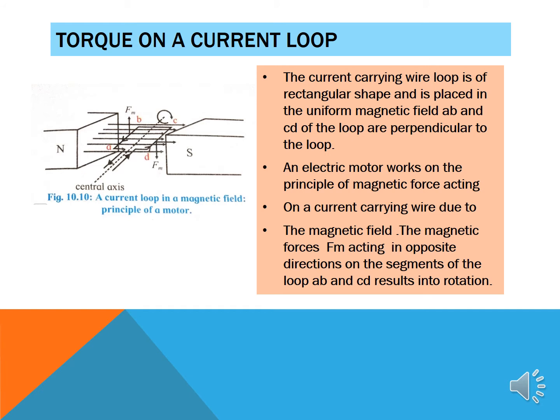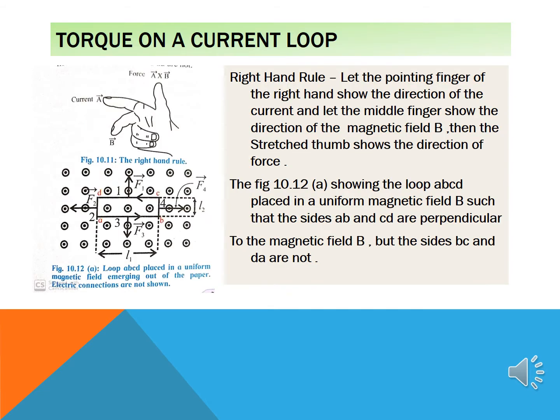The current carrying wire loop is of rectangular shape and is placed in the uniform magnetic field, with AB and CD of the loop perpendicular to the field. The electric motor works on the principle of magnetic force acting on a current carrying wire due to the magnetic field. The magnetic forces Fm act in opposite directions on the segments of the loop AB and CD, which results in the rotational motion. This is how any motor works. I continue with the same topic, that is the torque on a current loop.